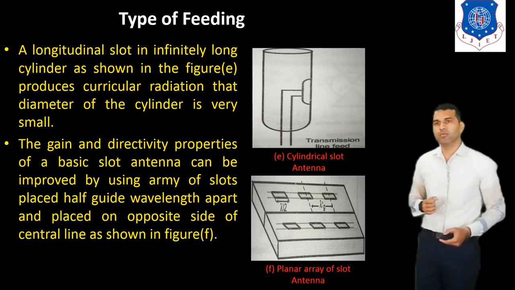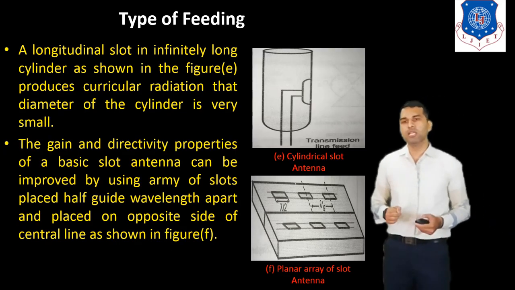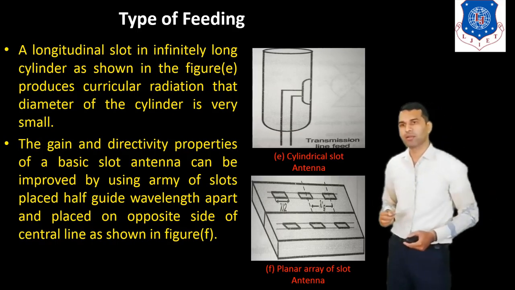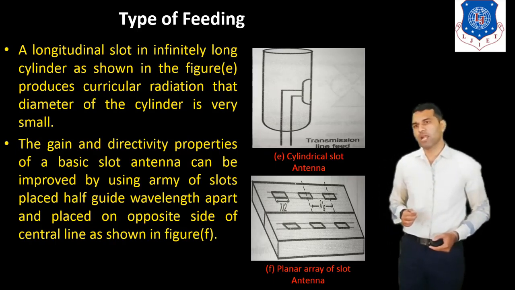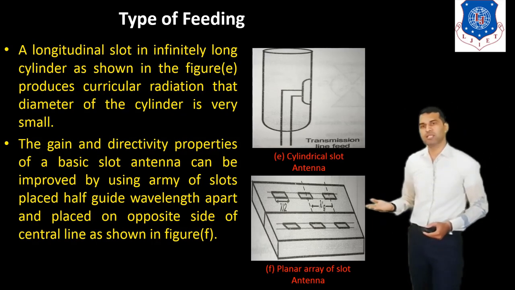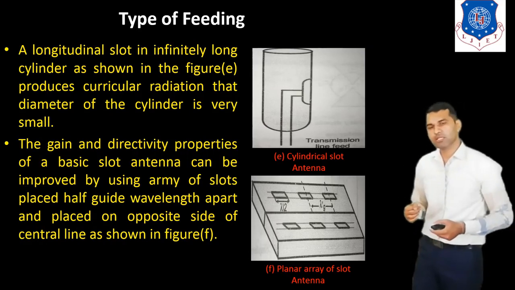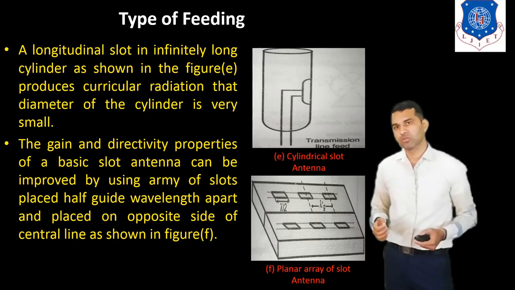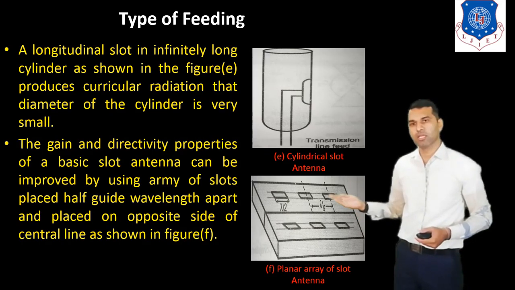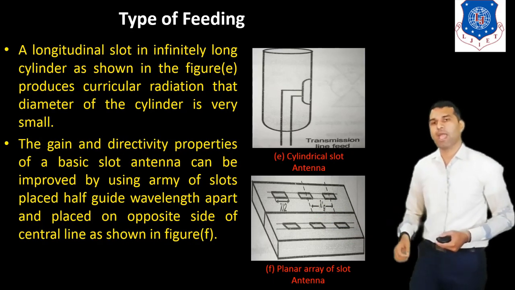The gain and directivity properties of a basic slot antenna can be improved by using an array of slots placed half a guided wavelength apart and placed on opposite sides of the central line, as shown in the figure. So here we can see we have given a number of slots. That means in some applications we require large gain and directivity. So to get this gain and directivity, here we increase the number of slots. We have given more slots to increase the directivity and gain of the antenna.